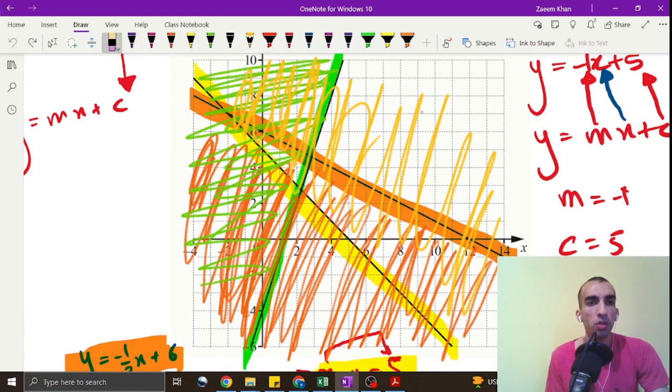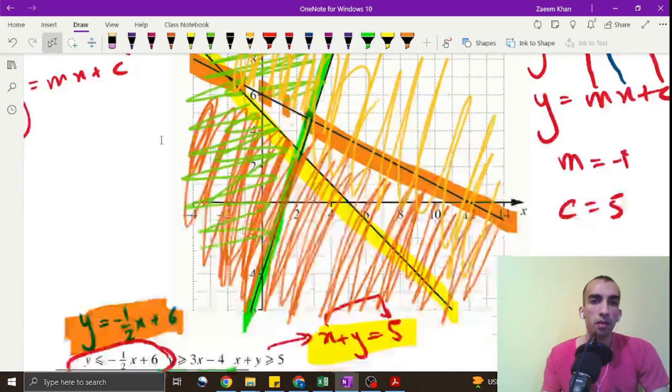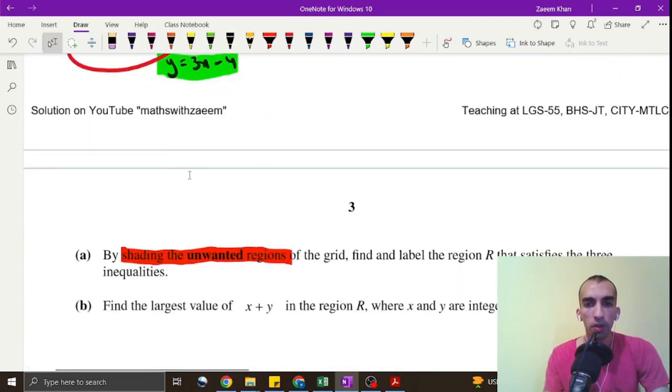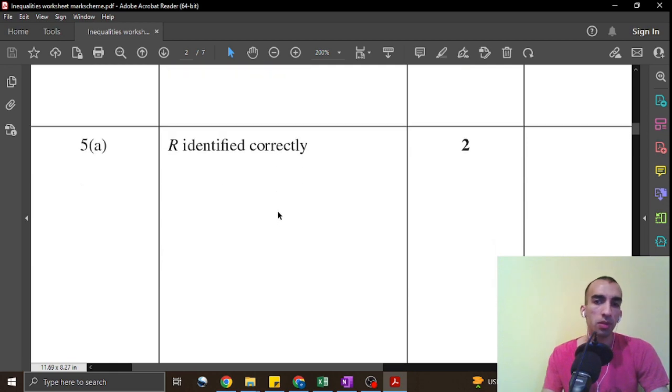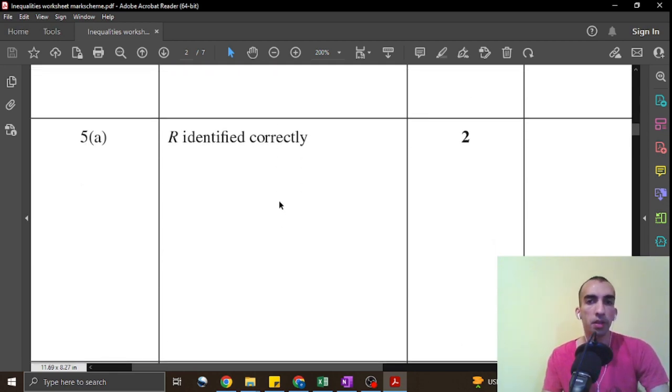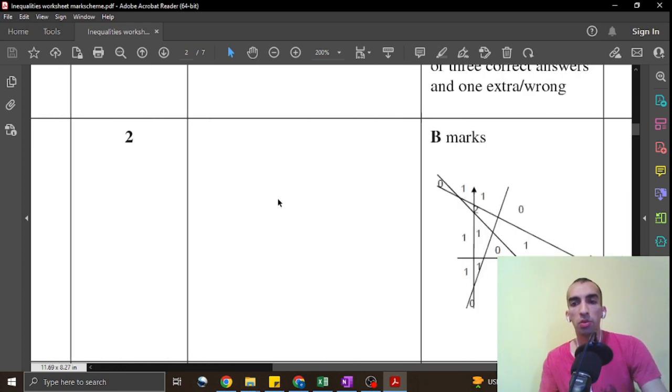So what you'll do is pick up an eraser now and simply erase this part. Right? By shading the unwanted regions of the grid, finally label the region R that satisfies the three inequalities. Where do I write R? In the triangle. Let's see if this is correct. Okay, this time around they haven't given us the answer, they're just saying R identified correctly, but I'm pretty sure what we've done is correct.